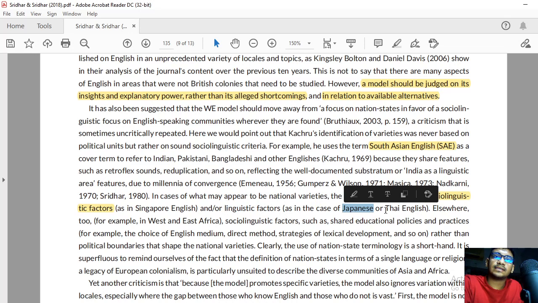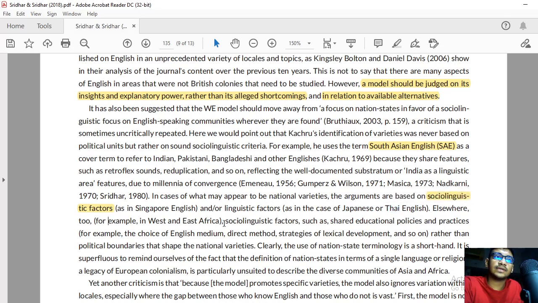So Japanese and Thai English are very different from other types of English because of syntactical differences, vocabulary differences, but sociolinguistic factors are more subtle and more related to the society. So South Asian English normally has similar sociolinguistic factors, but the linguistic factors are quite different from Japanese English. So South Asian English does not cover Japanese or Thai English.